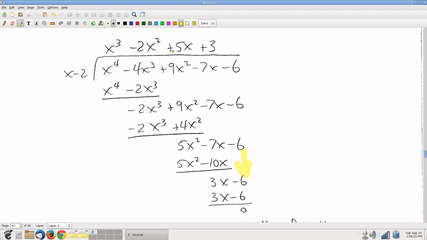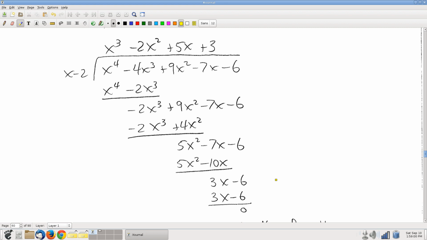And conveniently, in the very last step, how many times does x go into 3x? Well, 3, and that 3 times x minus 2 gives you exactly the 3x minus 6 that you had above, and so when you subtract, you get 0. So what you see is that there's nothing left over. The remainder is 0. Okay, so it's just like elementary school division.